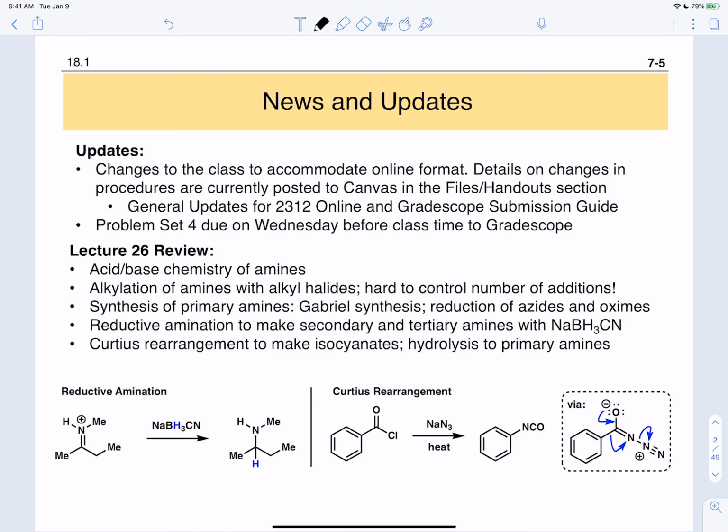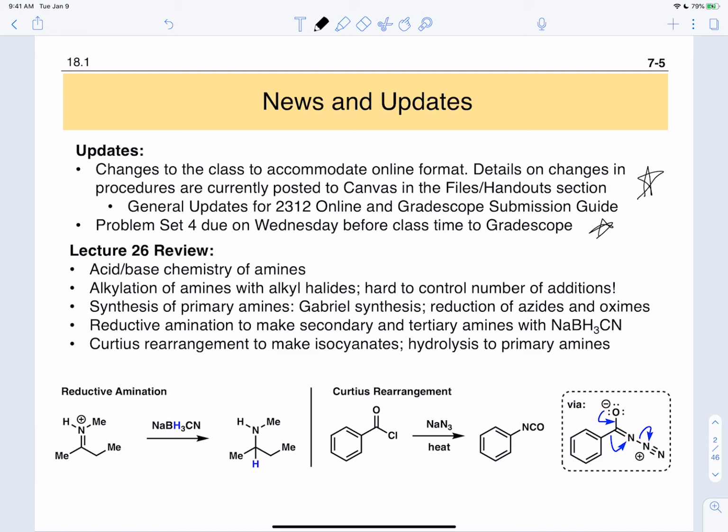First, let's go over some of the news and updates for the class. If you are not already aware, hopefully you are, there have been a number of changes in the format, and you can go to Canvas to see these updates in two primary documents, the general updates for 2312 and the Gradescope submission guide. Problem set 12 will be due on Wednesday before class. So this will be submitted to Gradescope following the instructions, and hopefully you all have had some practice at doing that and streamlining the process.